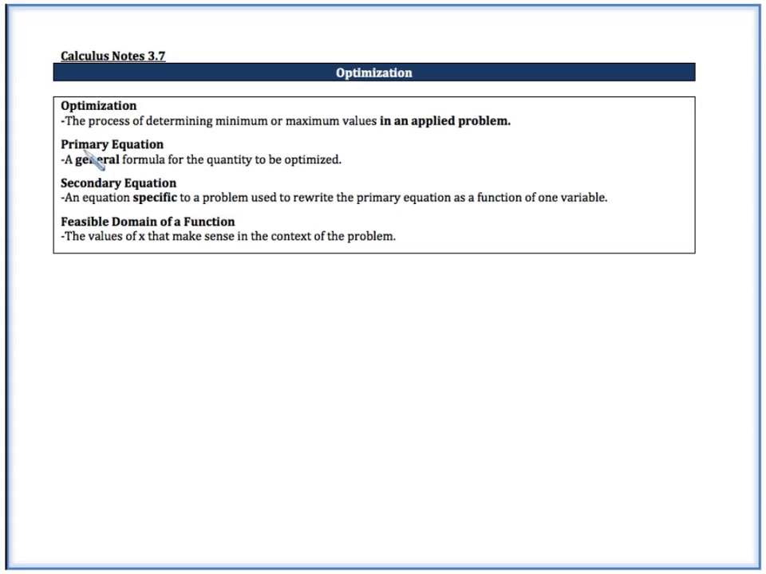In order to do this, we're going to have to find a primary equation. And this is a general formula for the quantity to be optimized. So what do we want the maximum or minimum of? Is there an equation that will give us that value?